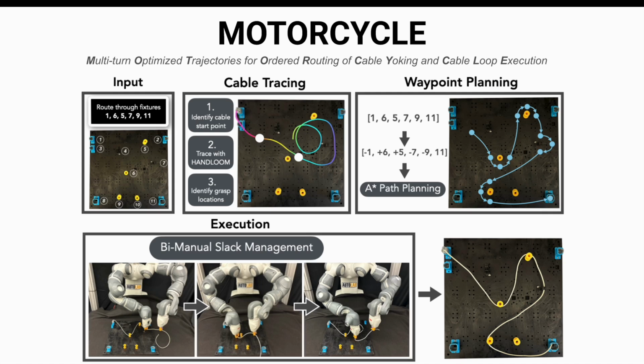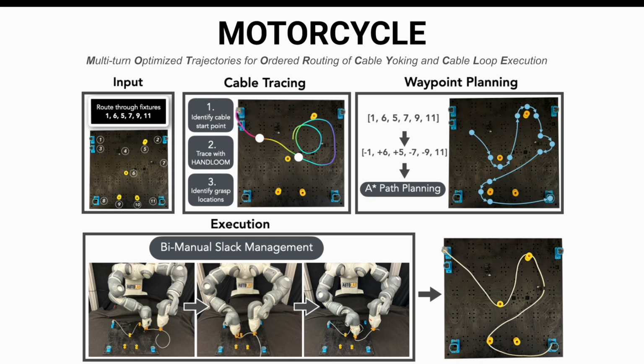For this setup, we introduce MOTIF, multi-turn optimized trajectories for ordered routing of cable yoking and cable loop execution. MOTIF emphasizes a bimanual approach to the cable routing problem, in which one arm is used to route the cable while the other manages cable slack. We argue that this management is essential to the cable routing task in order to prevent tangling with the environment's many fixtures and to control the cable's variable dynamics.